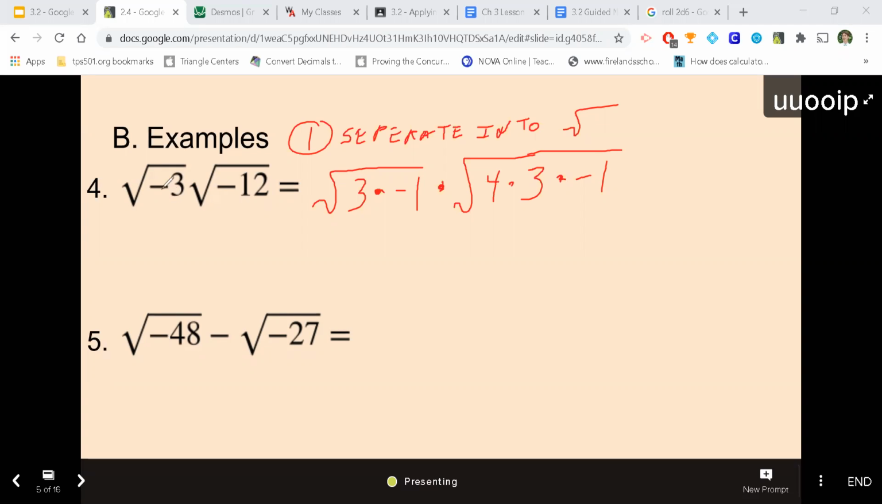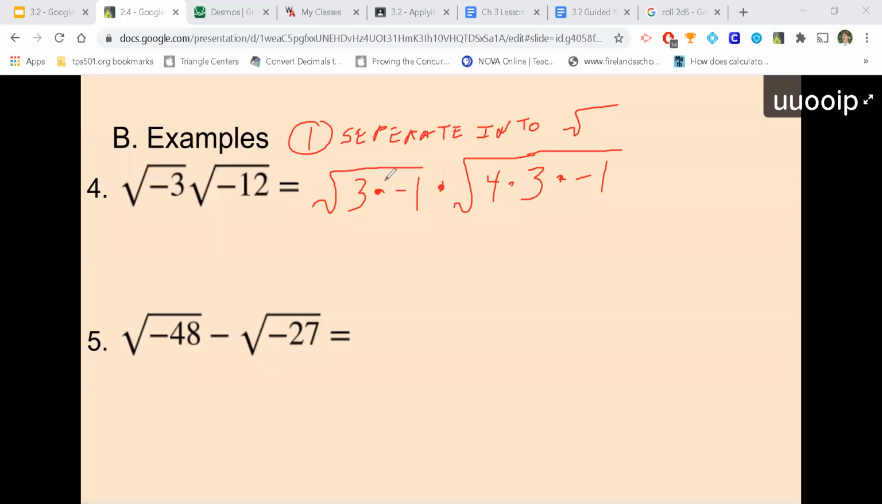But that's the goal. I want to see basically 2 things. I want to pull out the -1 on its own. And I want to look if there is any perfect squares that I can pull out as well. For 3, it's not. That's a prime number. But for 12, there is a perfect square I can pull out, 4. Right? I could do the square root of 4. And then second step is to actually go ahead and perform the square roots.